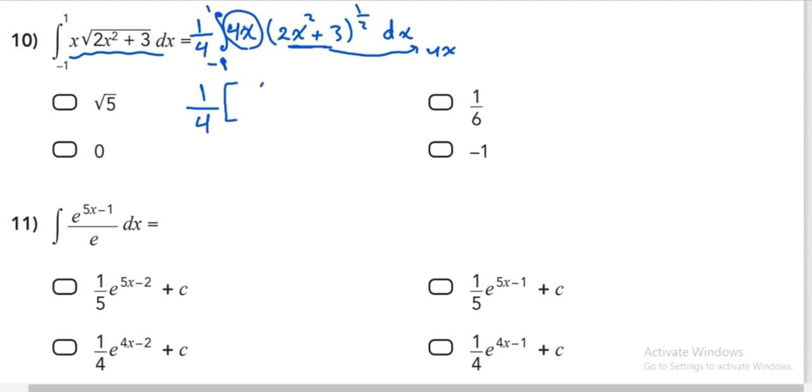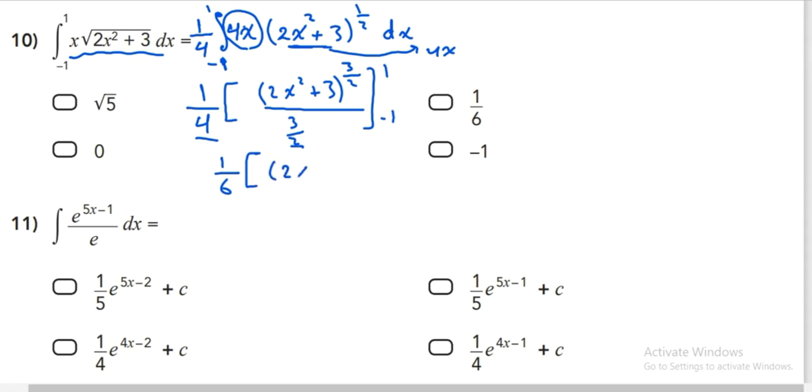The integration here will be 2x power 2 plus 3 power 3 over 2 divided by 3 over 2 from -1 to 1. By simplifying these two fractions with each other, it will be 1 over 6 multiplied by, you can write 1 over 6 inside the bracket or outside, it's the same, 2x power 2 plus 3 all to the power of 3 over 2 from -1 to 1. You will substitute one time by 1 and another time by -1, then subtract the two values.